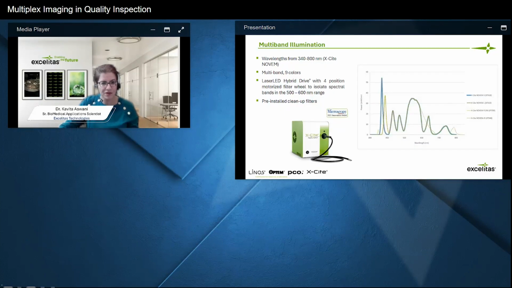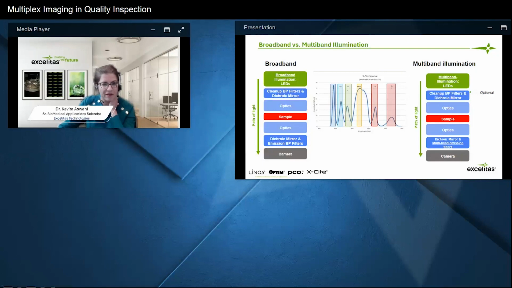For a switchable solution, there is the Excite Novum, which is multiband. It has 9 colors, 9 channels that come out of the box. This also has our laser phosphor conversion, giving you a very powerful output. The big hump you see on the right in the graph there, that is the 500 to 600 using our laser phosphor conversion technology. And you can have filters inside this box if you choose to.